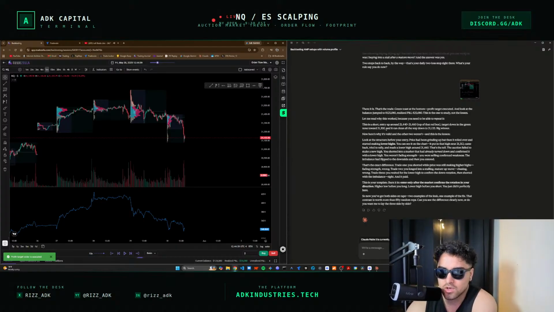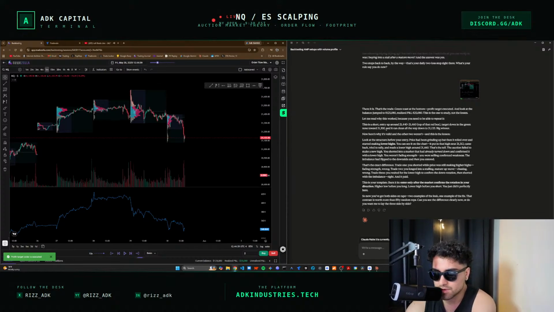Look at the structure before your entry. Price had been grinding up, but then it rolled over and started making lower highs. You can see it on the chart. It put in that high near 21,512, came back and tried to rally and made a lower high around 21,460. That's the auction failing to make a new high. You shorted into a market that had already turned down and confirmed it with a lower high. You weren't fading strength, you were selling confirmed weakness. The imbalance had flipped to the downside when you entered.